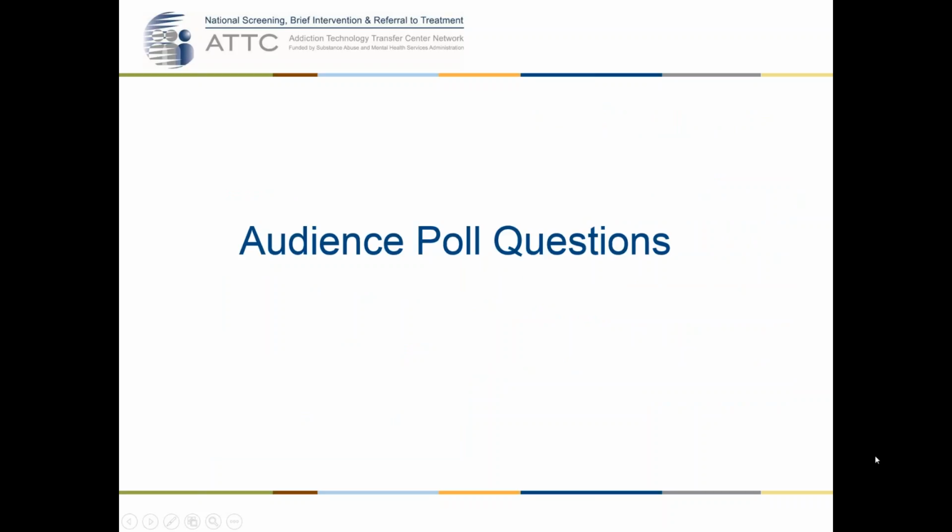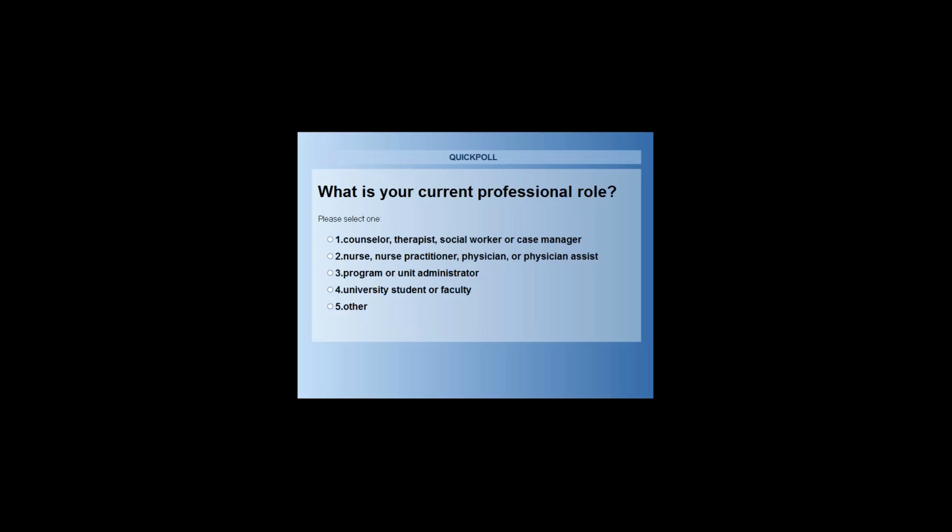At this time, I'd like to go through 4 poll questions. We'd like to get a picture of the demographics and SBIRT experience of the audience. These questions will appear on the screen as an interactive poll. Please select the best answer as it applies to you. What is your current professional role? Counselor, therapist, social worker, or case manager, nurse, nurse practitioner, physician or physician's assistant, program or unit administrator, university student or faculty, or other.